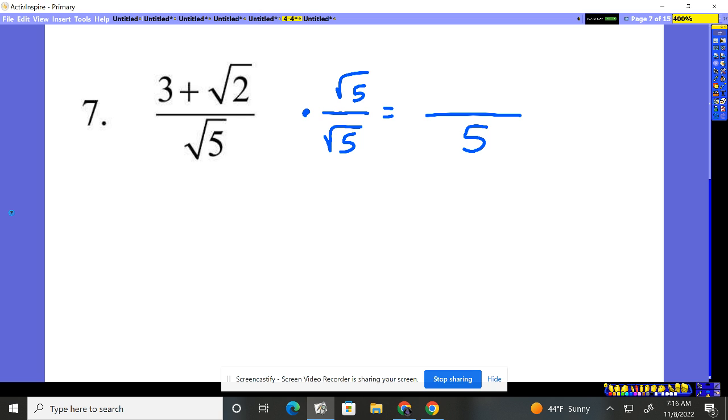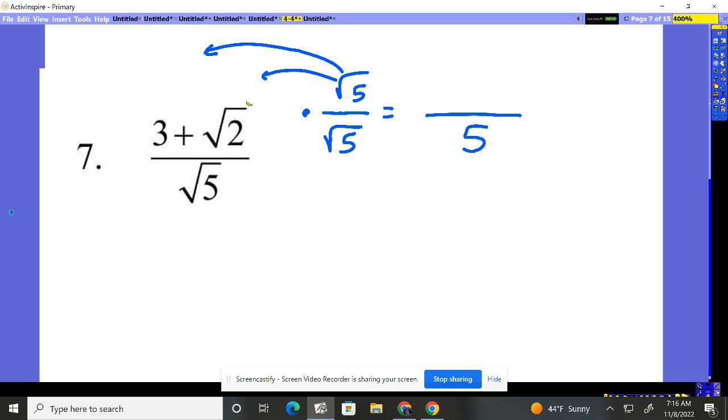All we got to do now is make sure that we distribute. This root 5 has to be multiplied by each piece here. It's this guy multiplied by it. So root 5 times 3 is simply 3 root 5. And then root 5 times a root 2, root 10. And that's what we have.